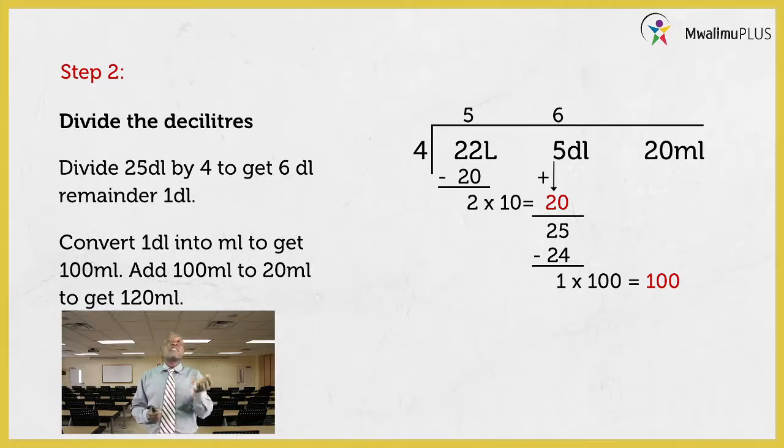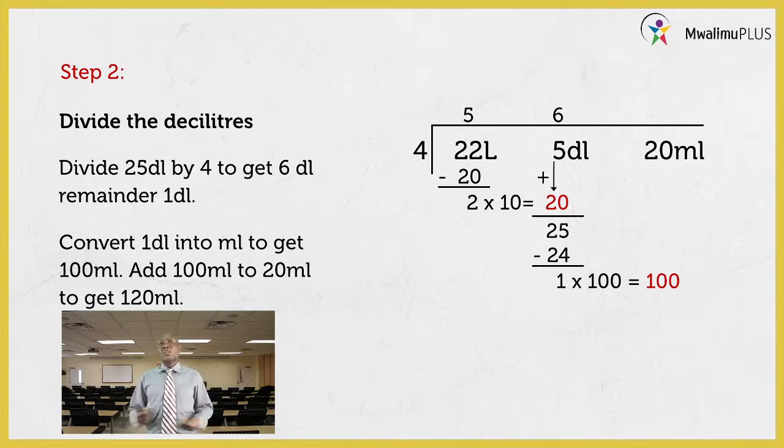Remember, 25 is not the answer. We are going to divide 25 by 4 to give us what? When you divide that one, we get 6 dl, and we write 6 on top of dl, on the side of 5. Then we are going to multiply 6 by 4, or 4 times 6. Learners, if you multiply 4 by 6, what do you get? Good, that will give us 24.